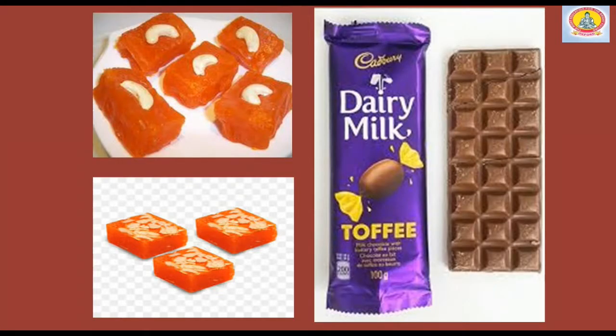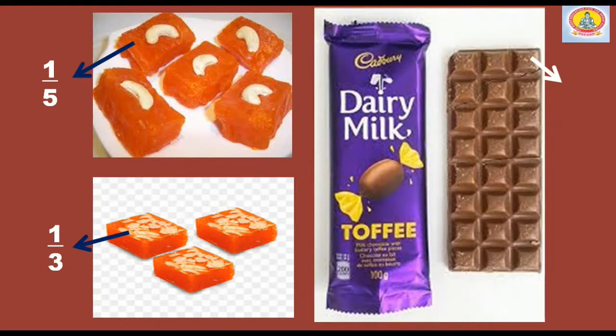of this square. On the screen you can see the photos of halwa pieces and a Dairy Milk chocolate bar. In the first case, a halwa piece is divided into 5 equal parts. So each equal part is the fraction of 1 by 5. In the second case, a halwa piece is divided into 3 equal parts. So each halwa piece is the fraction of 1 by 3.